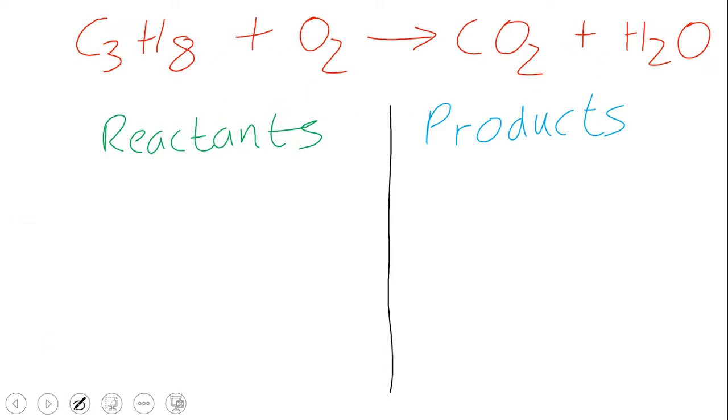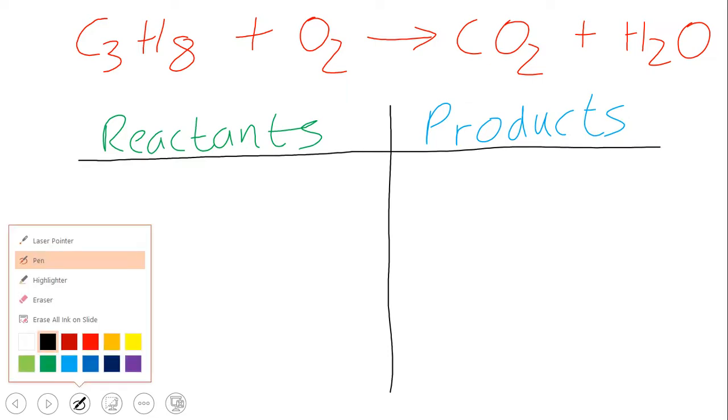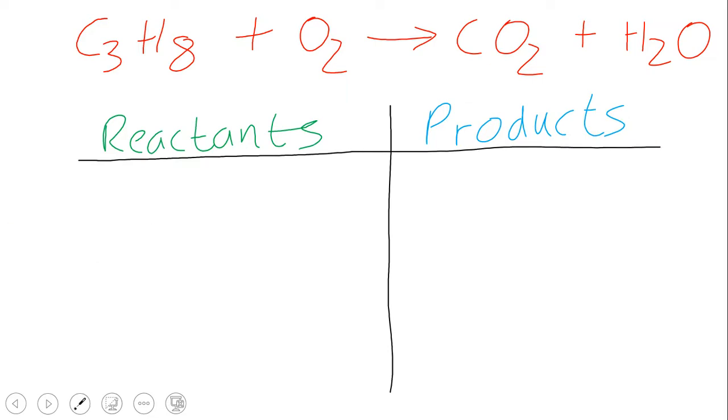Now the question is, how do you know if an equation is balanced or not? Before we actually go ahead and balance it, what if it's balanced already? So how do you know if a chemical equation is balanced already? In order for a chemical equation to be balanced, every one of those elements must have the same number.